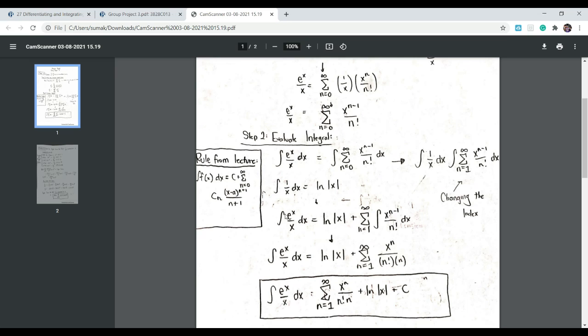So we have the integral of e to the x over x dx equals the natural log of the absolute value of x, because I got that from the 1 over x. So I just plugged that down here. And then I took the summation out. So plus the summation from n equals 1 to infinity, and then the integral of x to the n minus 1 over n factorial dx. And so I just dropped down the natural log of the absolute value of x, dropped down the summation when we're adding it, and then I took the integral of x to the n minus 1 over n factorial, and I got x to the n over n factorial times n.